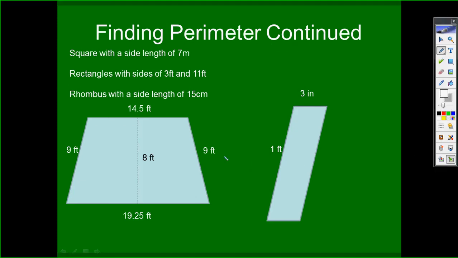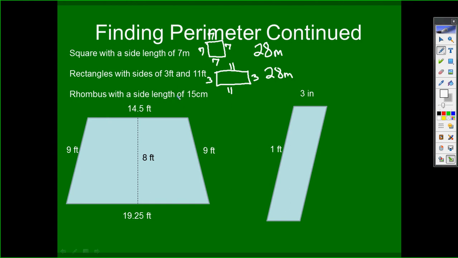A couple more examples. A square with a side length of 7 meters. Anytime you are given something in words with no pictures, I always suggest drawing the pictures just to make sure. 7 meters, 7 meters, 7 meters, 7 meters, 7 times 4. The perimeter of that square is 28 meters. Rectangle with sides of 3 and 11. 3, 11, 14, 17, 25. I did something wrong. 3 and 11 is 14. 14 plus 14 is also 28 meters.